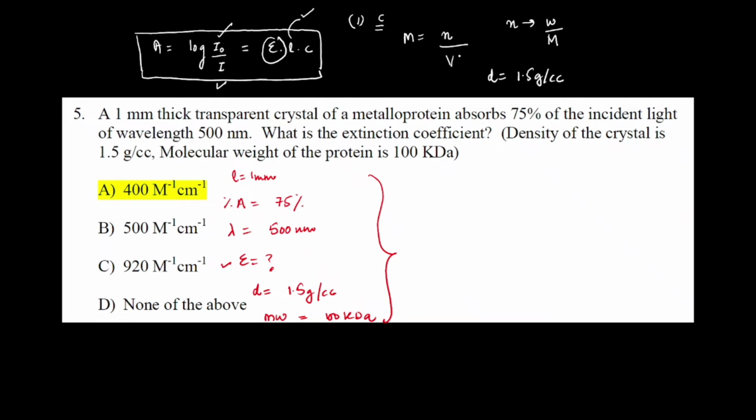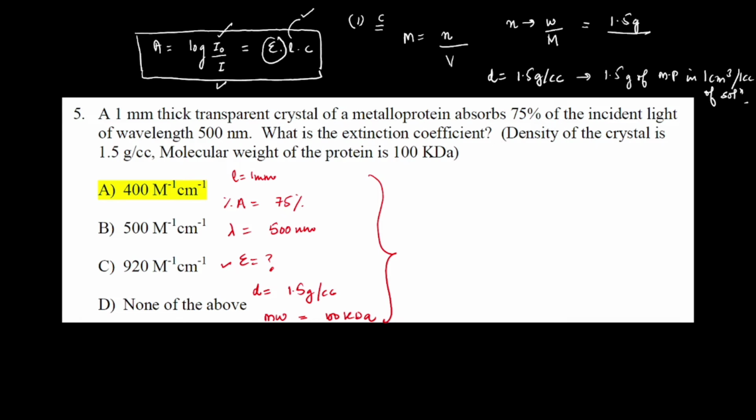So what is molarity? Number of moles by volume. And what is number of moles? Given weight by molecular weight. So if I look at the density, that is 1.5 gram per cc, we can say we have 1.5 gram of metalloprotein in 1 centimeter cube or 1 cc of solution. So that is what we can expect from this density given. So given weight, we can actually take 1.5 gram.